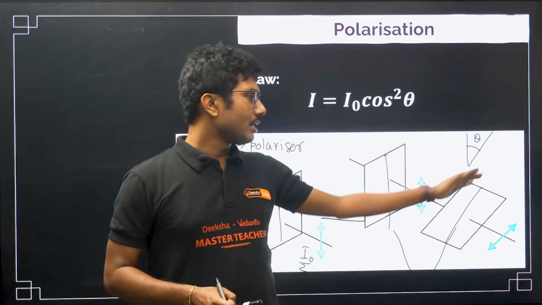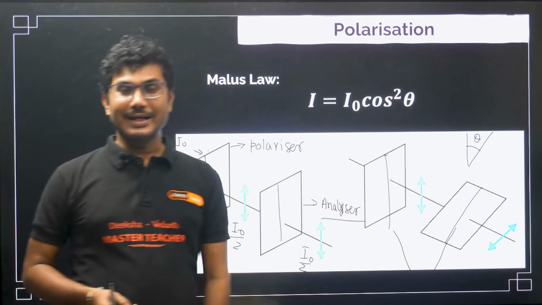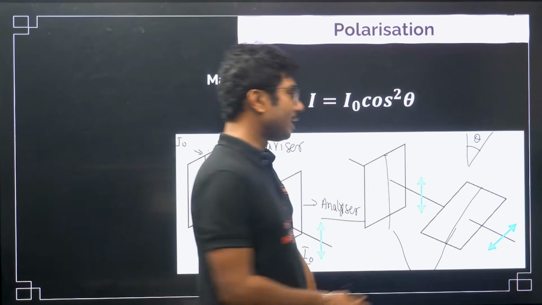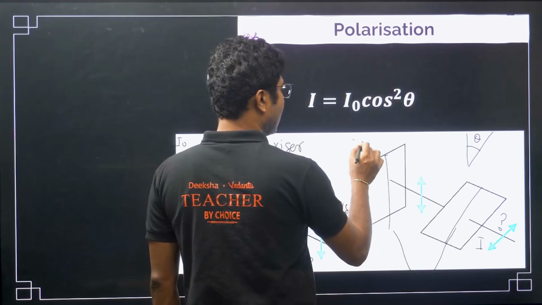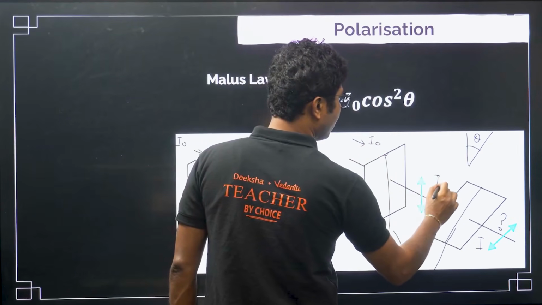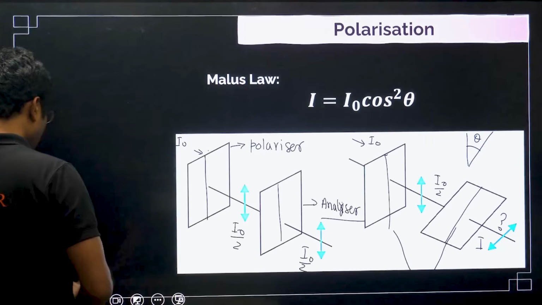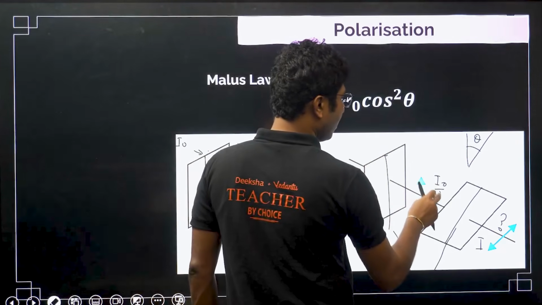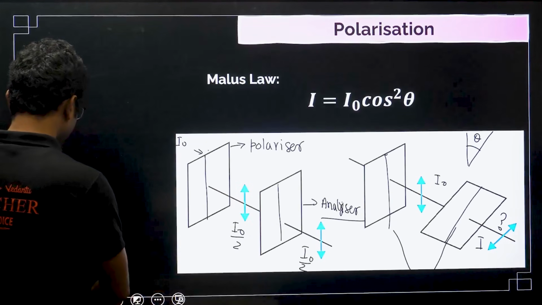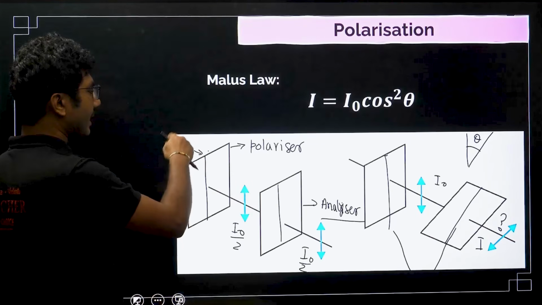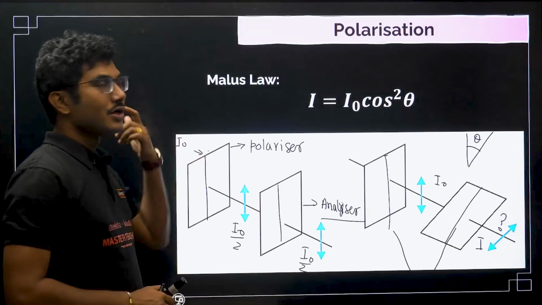If Polaroids, the polarizer and analyzer, are kept at a certain angle, then what will be the intensity of the light coming out? This is the intensity I, this is I naught by 2, what will be this intensity? Generally for Malus law, we do not consider this intensity, we only consider this intensity. But when solving questions, it is very important to take care of this intensity as well. We have to consider it when solving questions from Malus law.